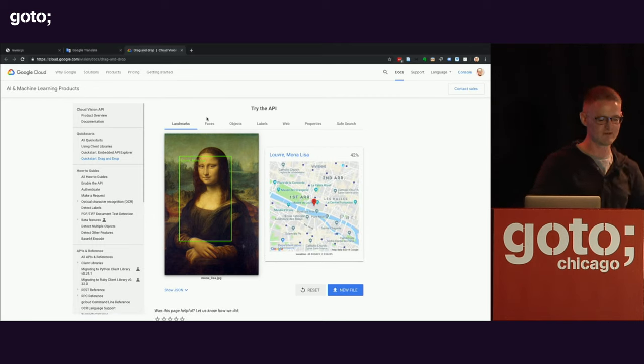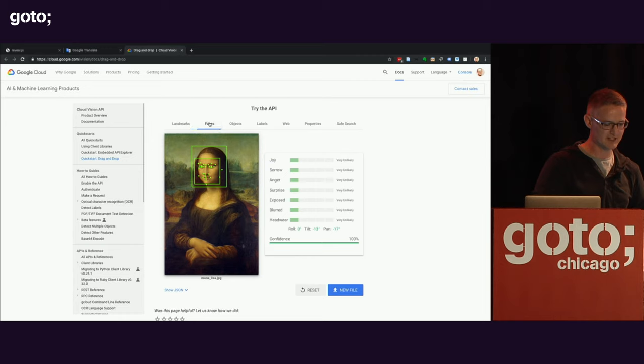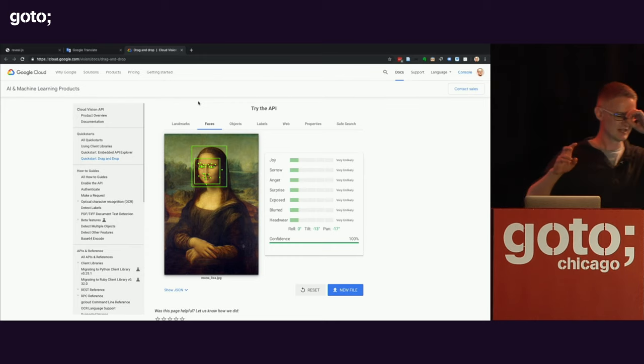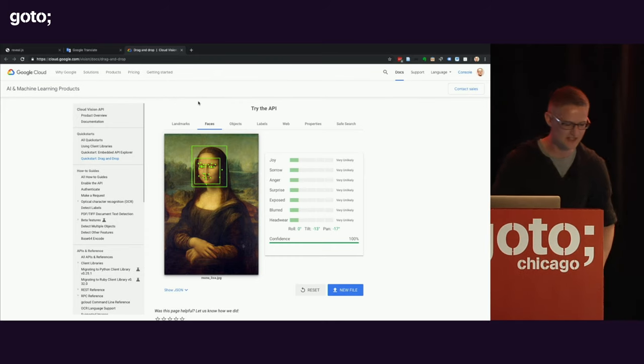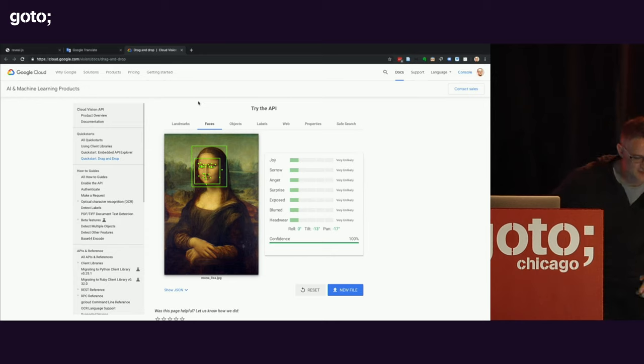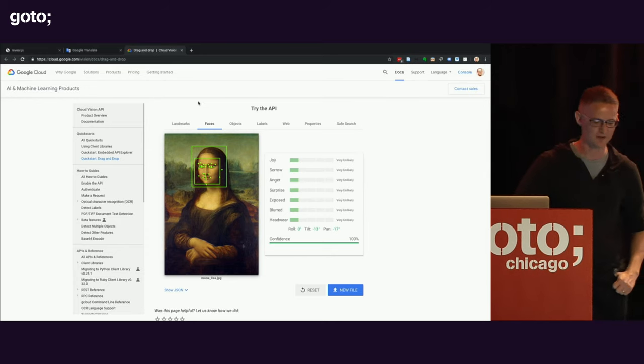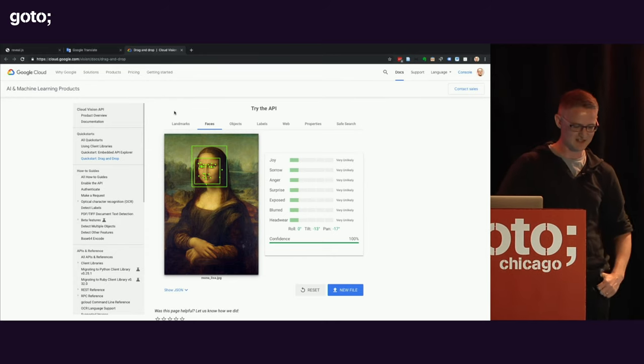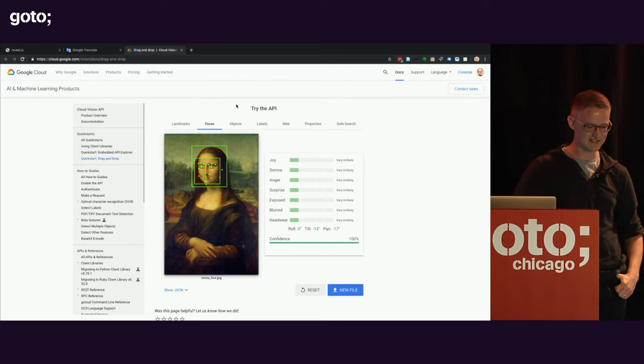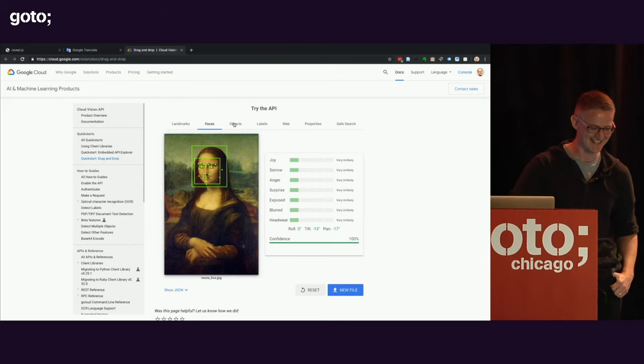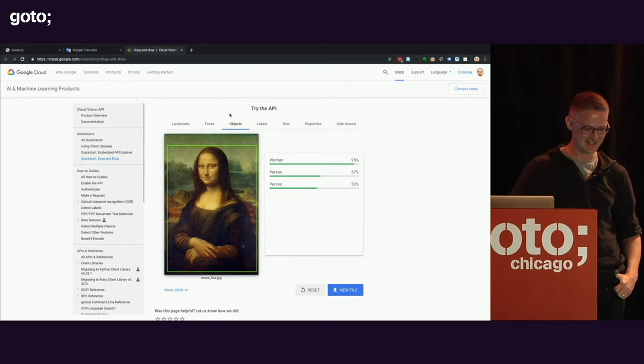It's a really nice API. It provides you with a lot of information about the image that you upload. You see that it's linked the Louvre to the painting, which is correct. But what gets interesting is some of the more subjective parts of the API. Apparently Mona Lisa is neither joyful, sorrow, anger, surprise, exposed, blurred, or headwear. I'm not sure what that means. It probably means that Mona Lisa is emotionless, I guess, which is the point.